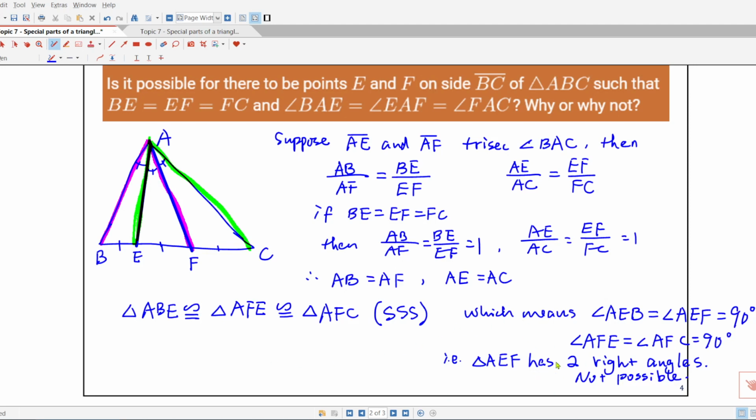So why is it not possible here? Why does it lead to a conclusion like this? If it's not possible, then there must be something wrong with our assumption, right? So this assumption and this assumption here cannot be true at the same time, right? Therefore our assumption is not correct.